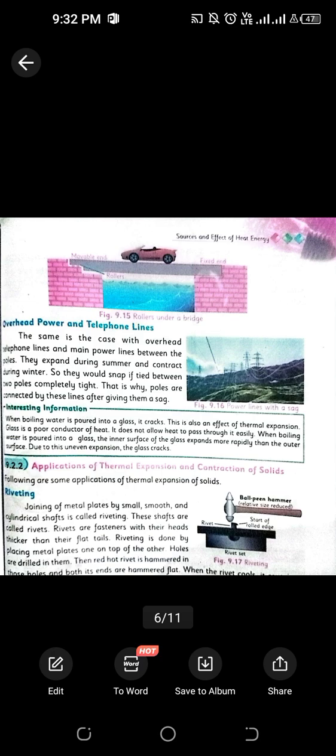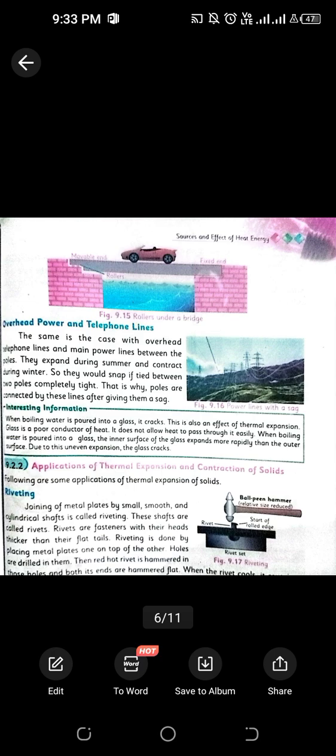Clear? So this is also an example of thermal expansion. Due to the heat, due to the expansion, the molecules of the glass expand, they separate, the distance between them becomes larger, and what will happen? It will cause the cracking of the glass. Clear?